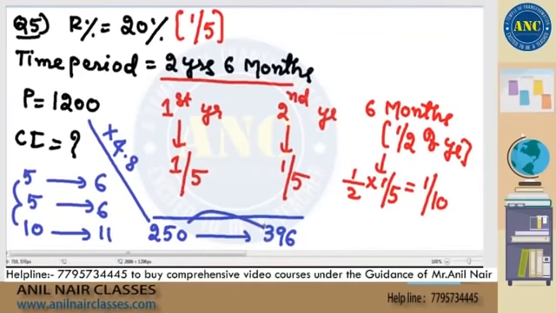So what is extra? Extra is 146. So CI is nothing but 146 into 4.8. See here, no usage of any formula.